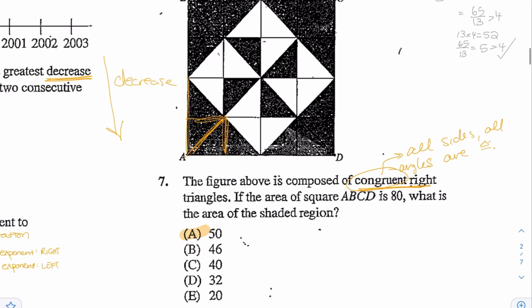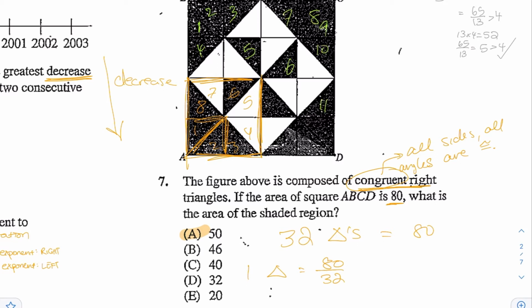So if you count for just one sector, you can just multiply it by 4. So there is 1, 2, 3, 4, 5, 6, 7, 8 triangles. So 8 times 4 will be 32. There are 32 triangles. Now, if the area of the total square is 80, that means that one triangle will be 80 divided by 32. That will be the area. And then all you have to do is count the number of shaded triangles. So there's 1, 2, 3, 4, 5, 6, 7, 8, 9, 10, 11, 12, 13, 14, 15, and then 16, 17, 18, 19, 20. So there are 20 triangles.